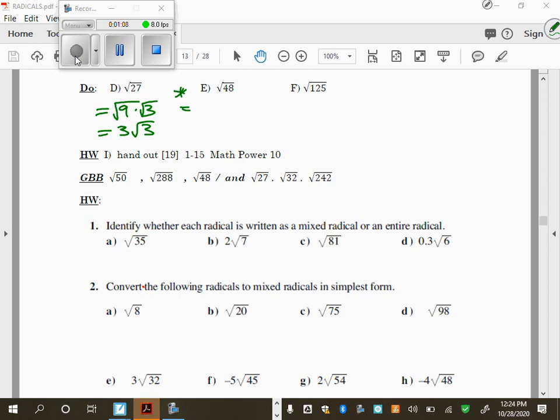48 is the hard one. What's 48, somebody? 16. 16 times 3. 16 times 3, you get 4 radical 3.